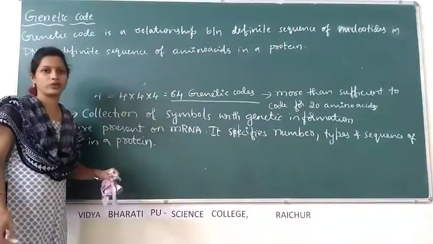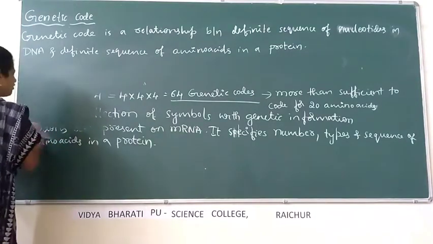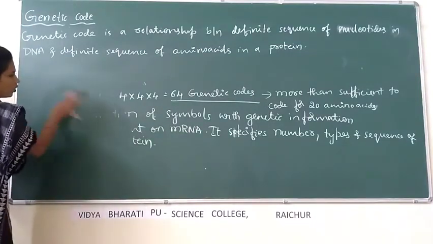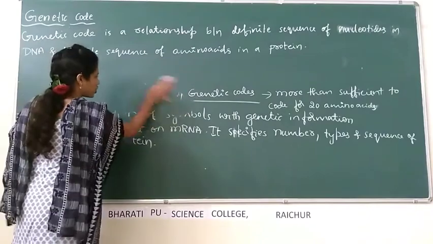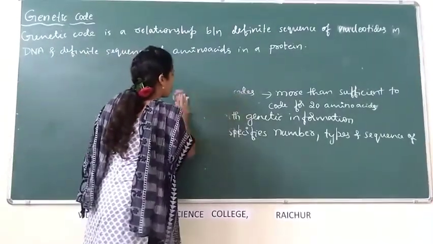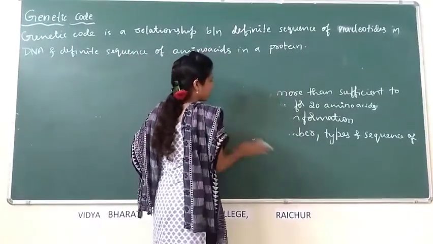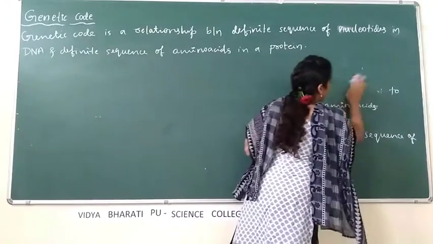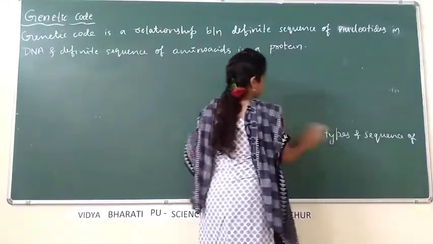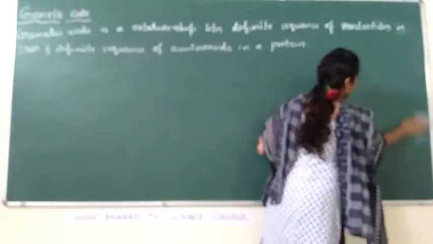Now let us discuss the salient features of genetic code, or characteristic features of genetic code. It is very, very important.